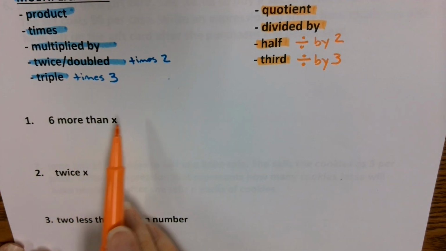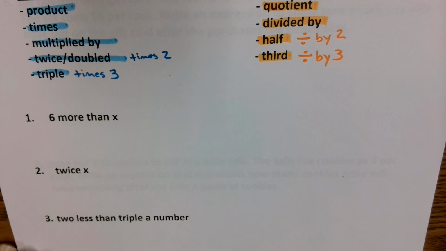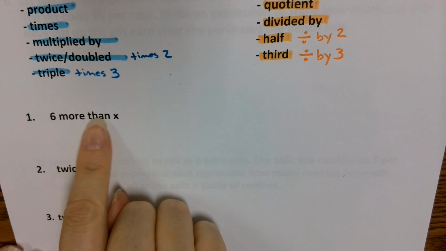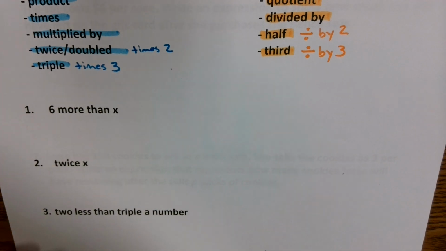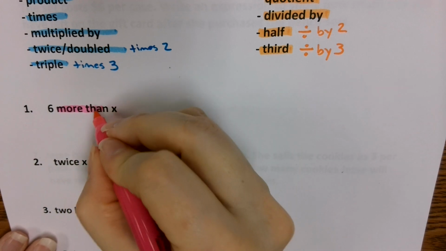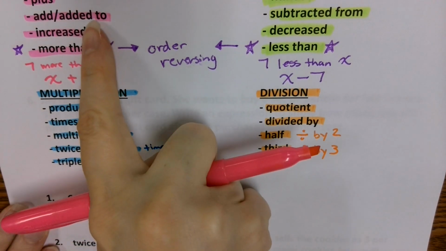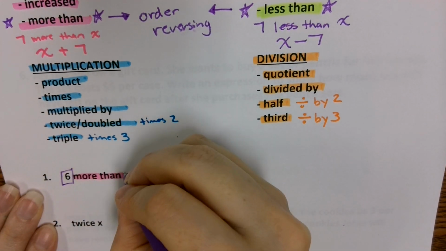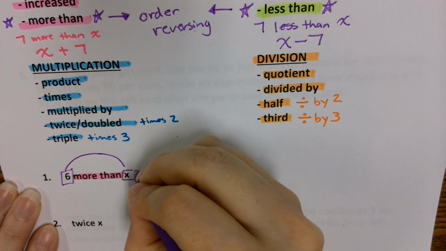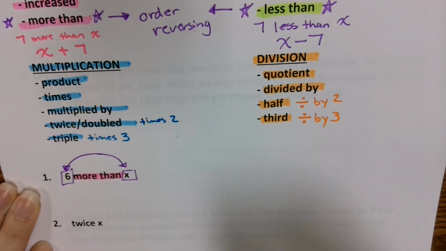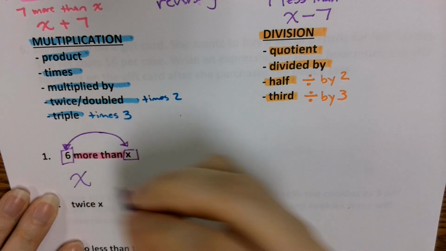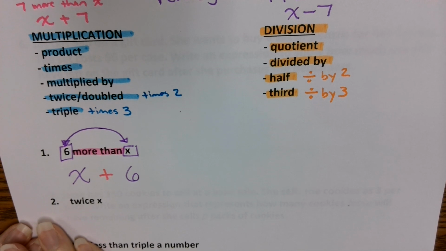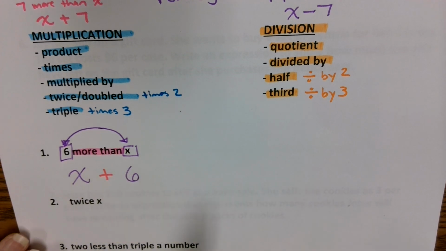6 more than x. First thing that I need to identify is what does "more than" represent. Is more than addition, subtraction, multiplication, or division? Addition. So I'm going to go ahead and highlight that in my pink. I'm going to look up here as well and notice that this is the one that I starred and said it was order reversing, which means whatever was in the front is now going to reverse itself with whatever was in the back. So they are reversing their orders. X is going to come in the front, 6 is going to go in the back, and it's an addition problem in between. So 6 more than x means x plus 6.